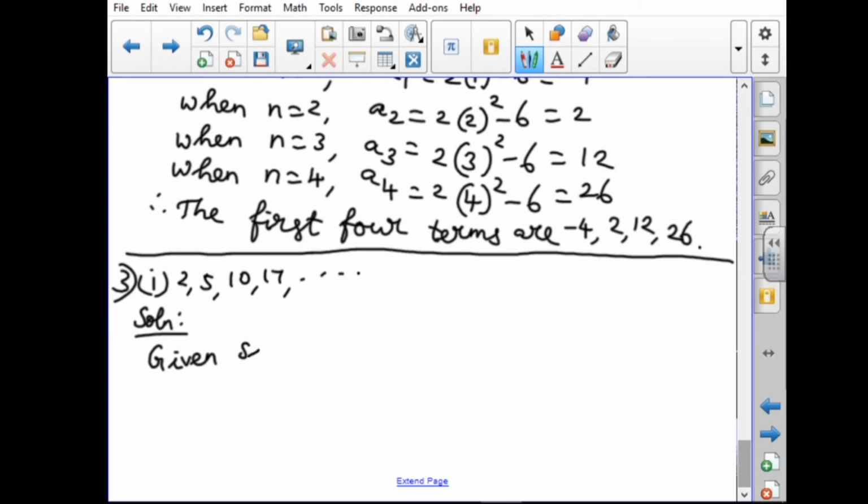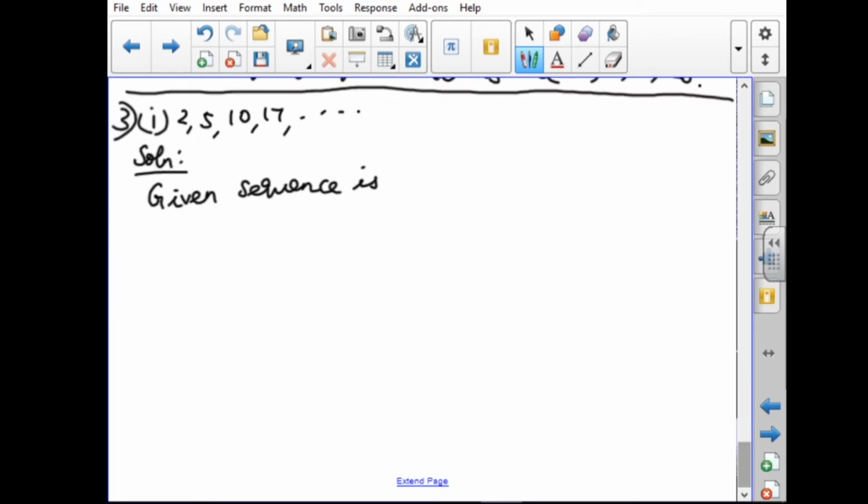Given sequence is 2, 5, 10, 17, etc. In this sum, like the first one, here also we have to think and bring the answer. The difference may be that we have to add two numbers, or subtract, or multiply, or square numbers. Suppose we add: 2 plus 3 is 5, 5 plus 3 is 8. But here they have given 10. Subtraction also we are not getting this result. So, this number is given like that.